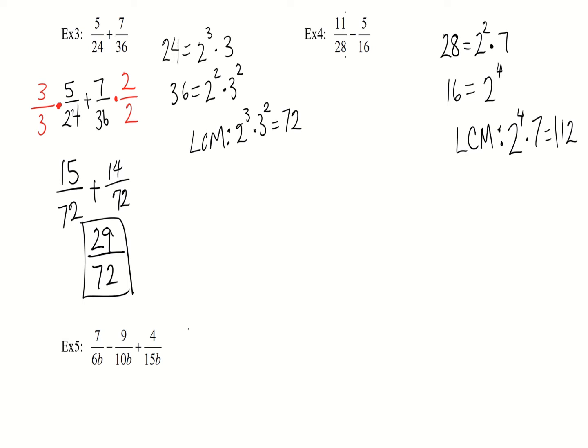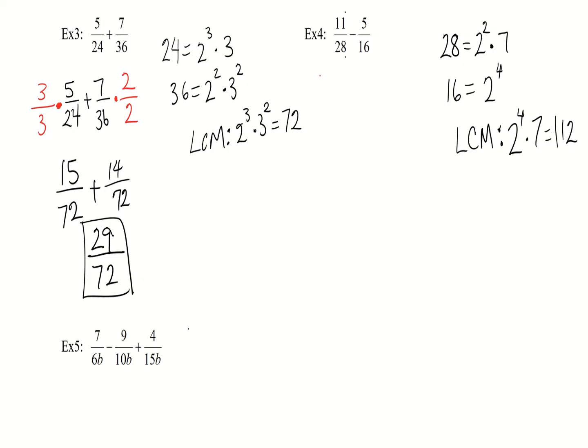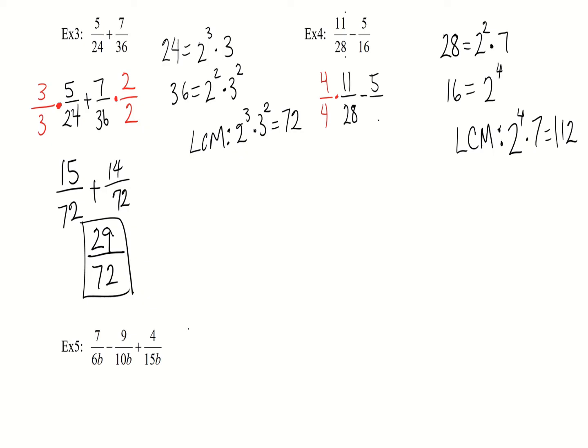I'm going to use a different color. I'm going to multiply the first term, 11 over 28, both the numerator and denominator, by 4. So multiplying the first term by 4 over 4, and then minus 5 over 16. Again, I'm using a different color. That's going to be multiplied by 7 over 7.